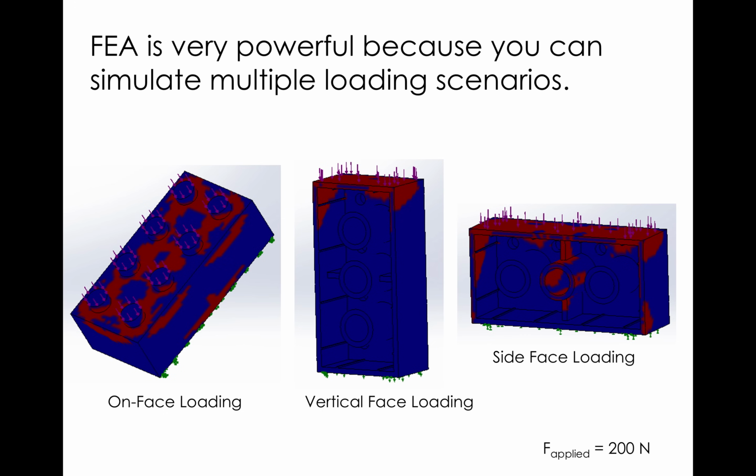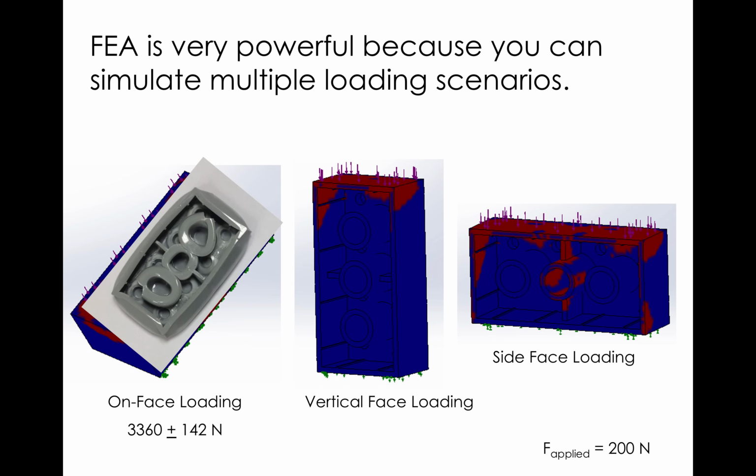All right, I'm going to show some images now and some data from actual Lego crushing. Crushing many, many Legos over the years in MEEG102, we figured out that on-face loading results in crushing that kind of looks like this, total and complete smoosh. And you get 3,360 newtons plus or minus 142 newtons is typically what you get.